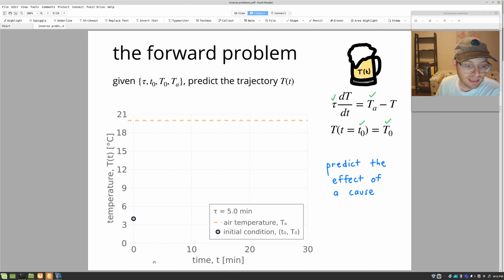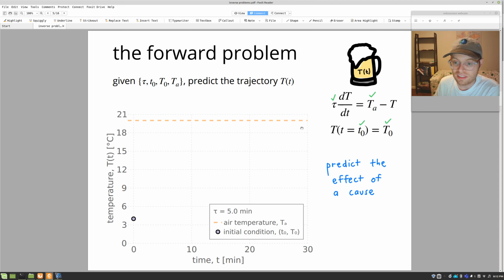So graphically, here's what we would have. Here's time. Here's temperature on this axis, temperature of the beer. Our initial condition is right here. So at time 0, the beer is at 4 degrees C, a typical refrigerator temperature. And the air temperature is TA. So we're also given tau as 5. And what we wish to do is predict the trajectory of the temperature of the beer.